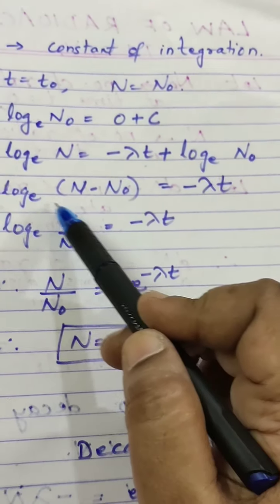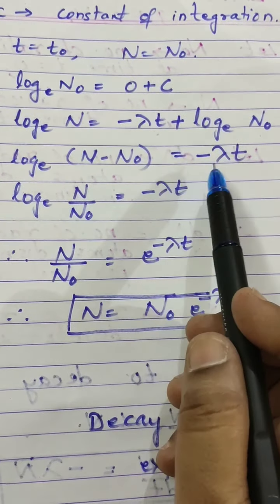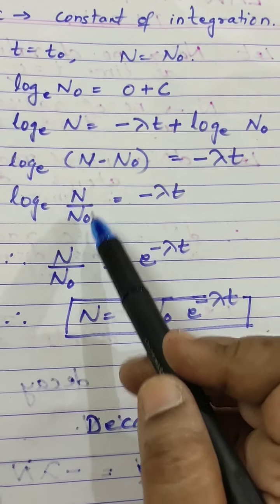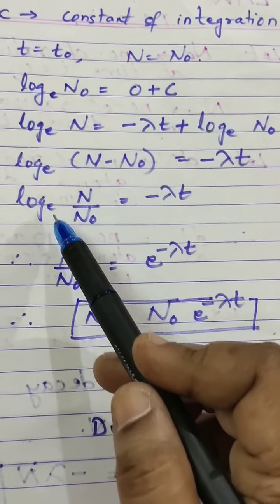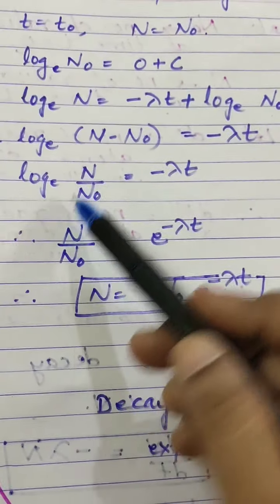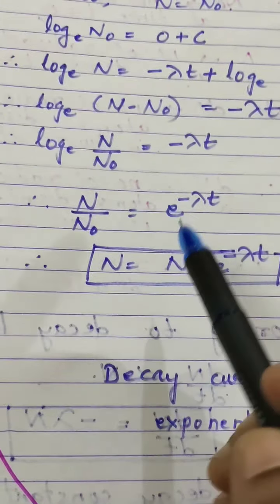Now taking log N0 to this side, we have log to the base e of N minus log to the base e of N0 is equal to minus lambda t. When we subtract logs, it is actually the division of two numbers. So log to the base e of N upon N0 is equal to minus lambda t. Now we have to eliminate this log to the base e, so convert it into exponential form.